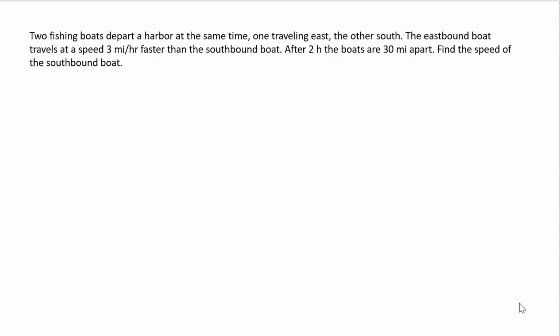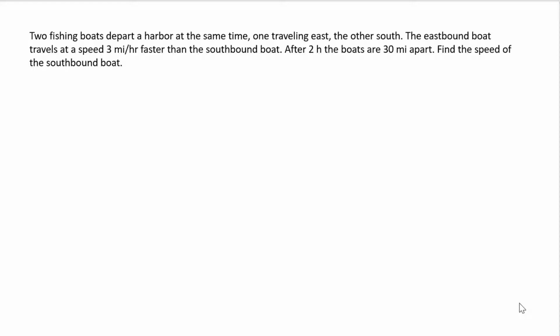Example: two fishing boats depart a harbor at the same time, one traveling east, the other south. The eastbound boat travels at a speed of 3 miles per hour faster than the southbound boat. After 2 hours, the boats are 30 miles apart. Find the speed of the southbound boat.